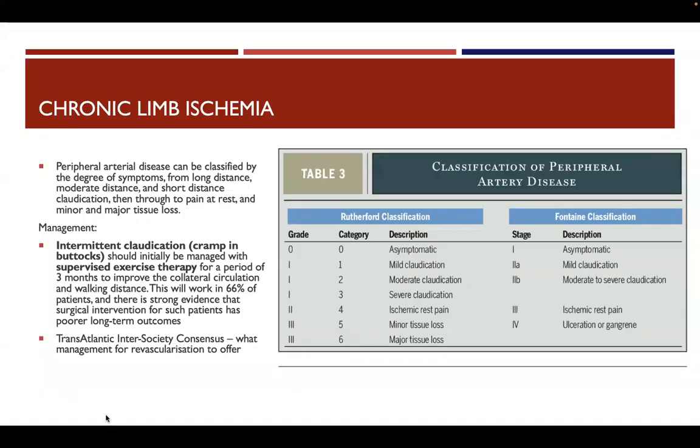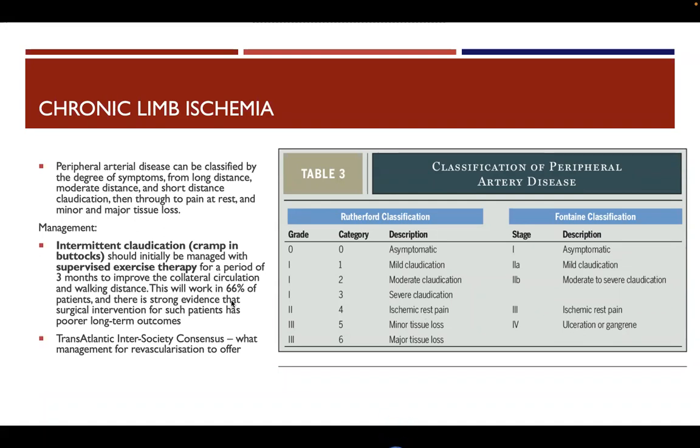So chronic limb ischemia, this kind of goes on from what we've just been speaking about. Have a look at this in your own time, but essentially this presentation of claudication, which is going to become worse if it's untreated, so it'll become a shorter distance that they can walk before getting pain in their calves and their legs, can be classified by the Rutherford classification. And you can see there's two different classification systems that people will use here, and it depends essentially how far they can walk before they get claudication. You will say whether or not it's moderate, severe.